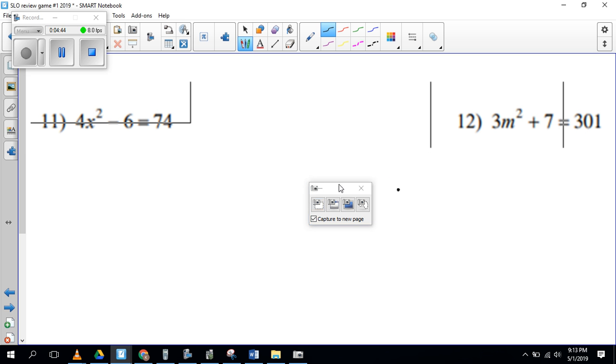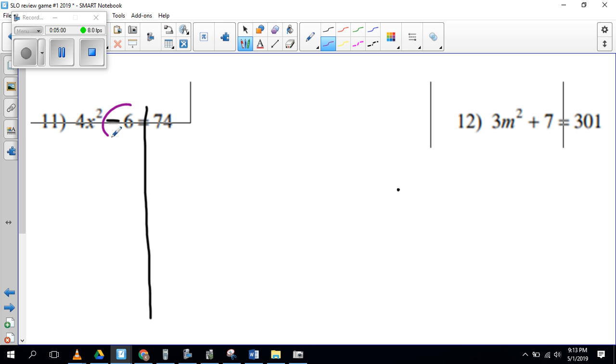Okay? And that's a minus sign. I'm sorry, it's coming like this. So you see we have something with the variable more than just the squared. So we're going to do like we did in the last one. We're going to get rid of this number here. It's a negative 6, so we've got to do the opposite. We're going to add 6 to this side and the other side.